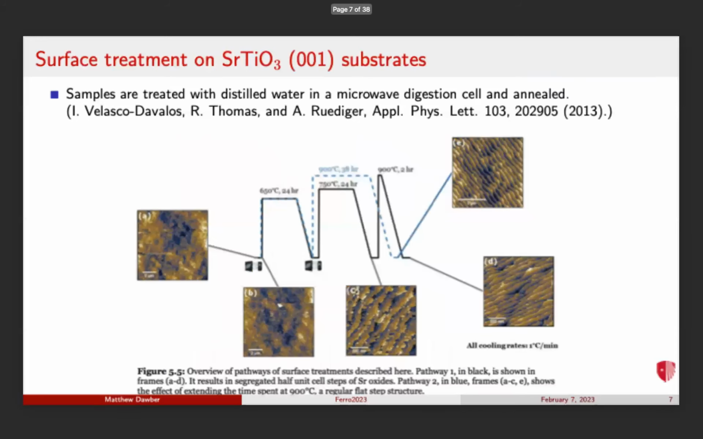So let me say a little bit more about the processing that we use to get these different surfaces. We're using a surface treatment, which is not necessarily the standard one. Normally when people are treating films, they want to get a titanium dioxide termination.